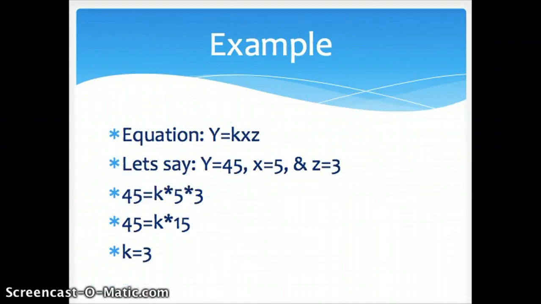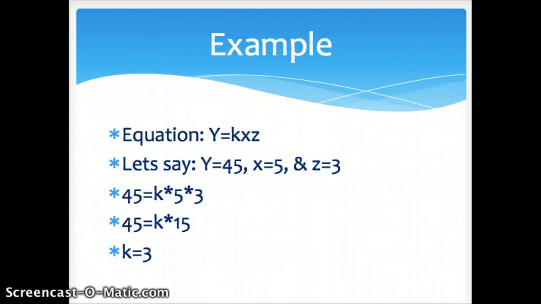Here is another example where they tell you the equation is y equals kxz, and now they're telling you the value of each variable. Y is 45, x is 5, and z equals 3. So just as in the previous example, you have to replace the variables. So your equation would look like 45 equals k times 5 times 3.